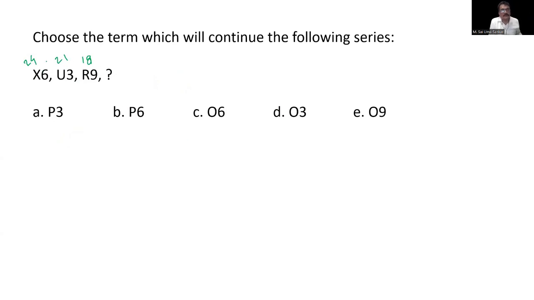24 minus 3, 21. 21 minus 3, 18. 18 minus 3, that is equal to 15. So O is the answer. Okay? Gets cancelled. What next?